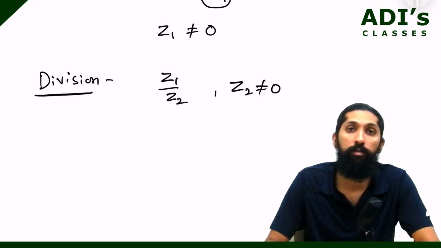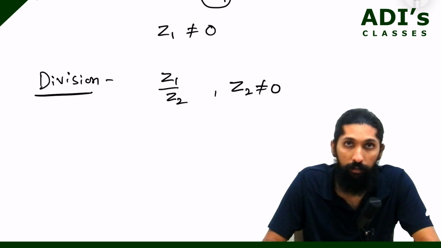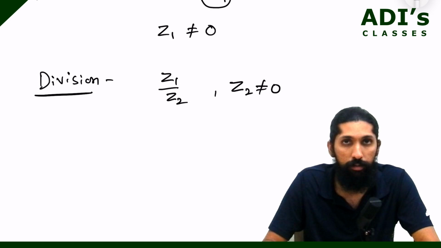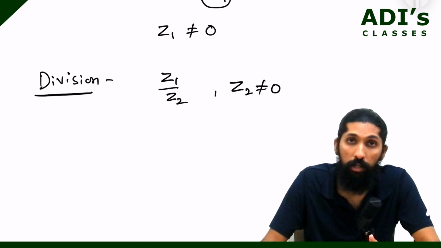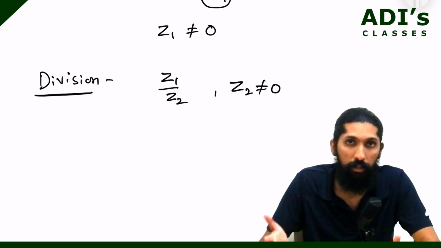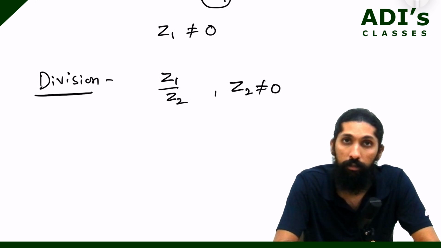Clear? So these are the properties that we have for complex numbers. In the next couple of videos, you will see how to solve problems and also a couple of properties of complex numbers and the complex conjugate. So we'll see those things from the next video.